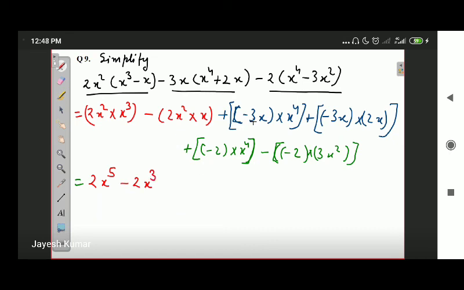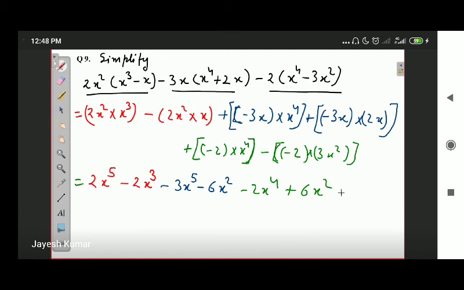This is minus 3x into x to the power 4, this will be minus 3x to the power 5, and minus 3x into 2x, this will be minus 6x square, and then minus 2 into x to the power 4, minus 2x to the power 4, minus 2 into 3x square, this will be plus 6x square.